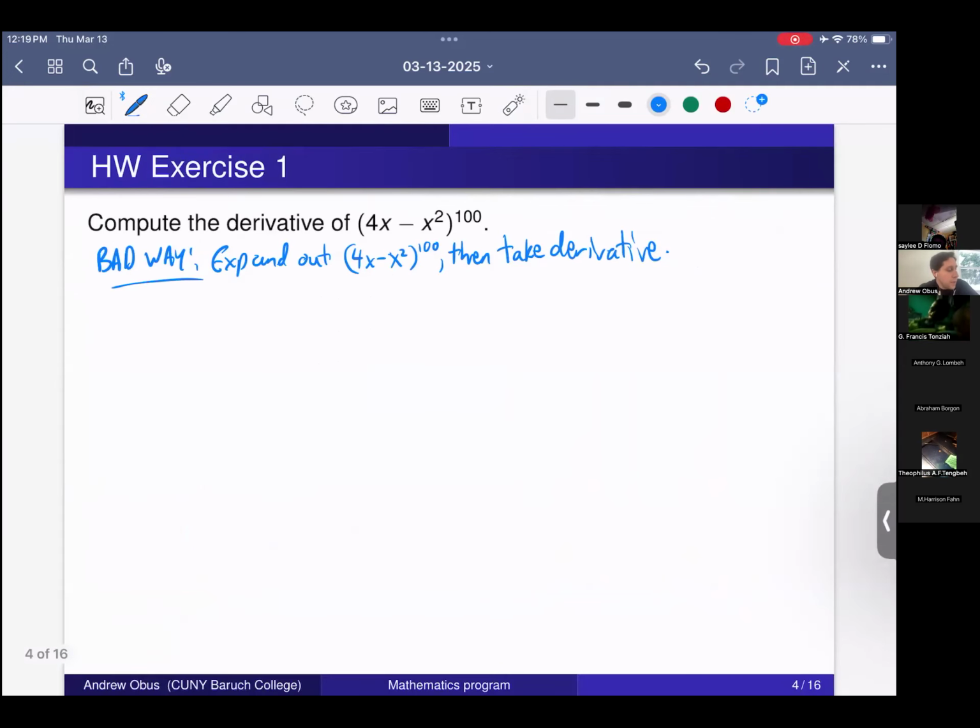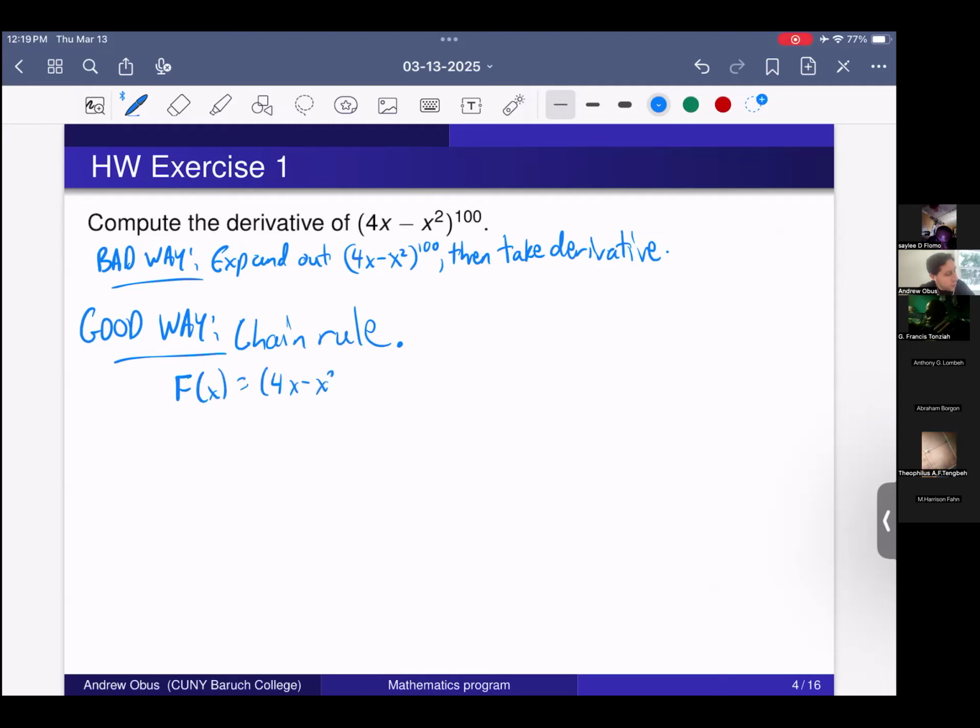Okay. So you could expand out this example and take the derivative, but that's going to take you forever because expanding out 4x minus x squared to the 100th power is just not easy to do. So to do it the good way instead, you want to do the chain rule. Okay, and since for the most part we're just learning the chain rule, let's set this up carefully and slowly. So we have that if f of x is equal to 4x minus x squared raised to the 100th power, we want to write this as a composition, as f of g of x for some functions f and g.